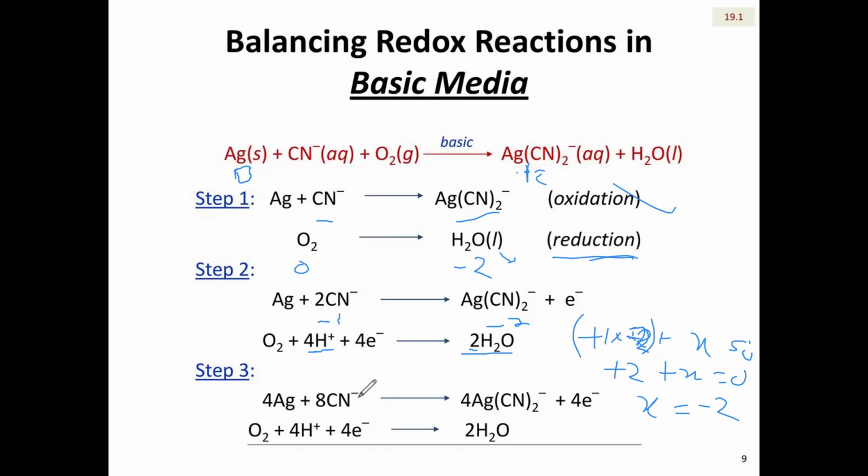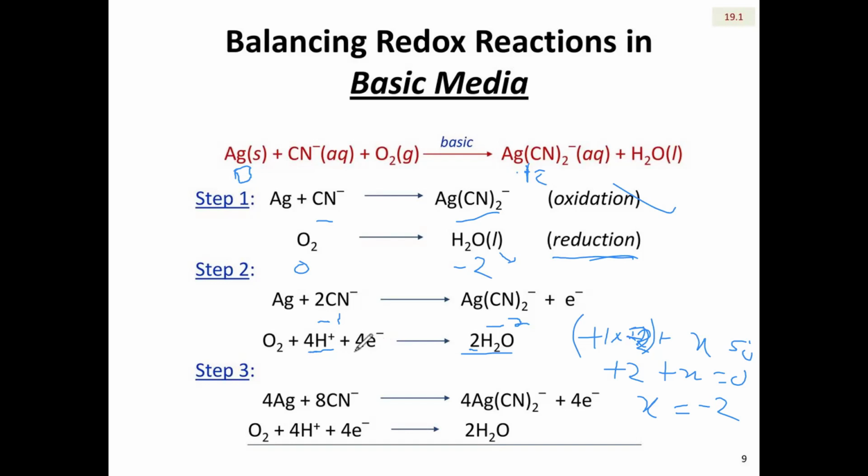After that, we now have balanced the number of atoms and the number of electrons in each half equation. But what next? We need to balance the number of electrons, because here we have 1 electron and here we have 4 electrons. So we must have a value that will neutralize the electrons at the end, and then we cancel them.